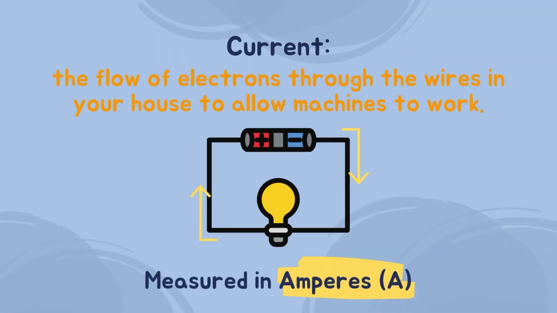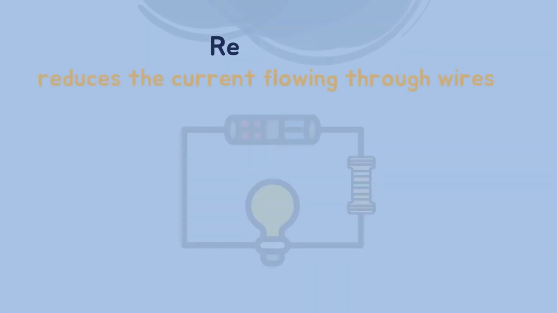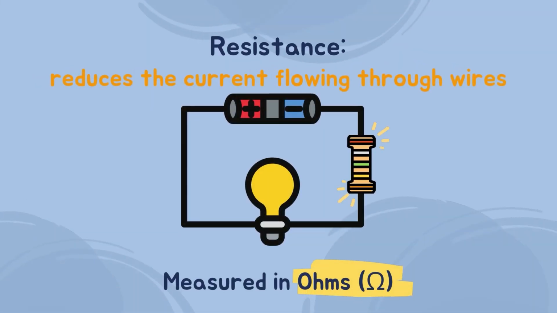Current is the flow of electrons through the wires in your house to allow machines to work. The more electrons that flow, the higher the current is. Current is measured in amperes, or A. Resistance reduces the current flowing through wires in case it harms anyone. Resistance is measured in ohms.